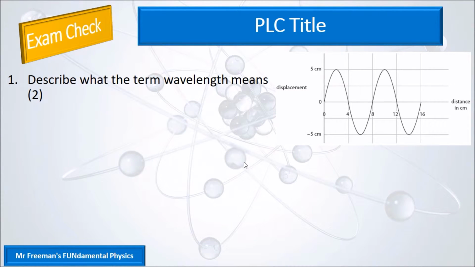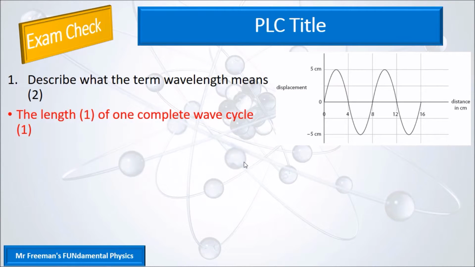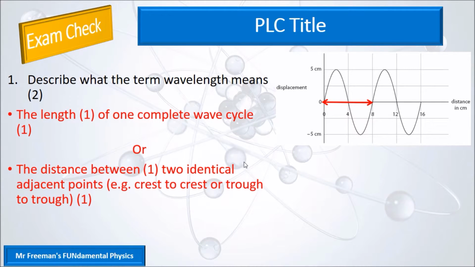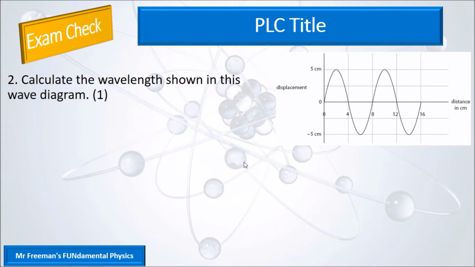Here we're asked to describe what the term wavelength means. Wavelength is the length of one complete cycle, or the distance between 2 adjacent peaks or troughs. You might get asked to indicate these on a diagram rather than write the descriptions. Calculate the wavelength shown in this wave diagram.